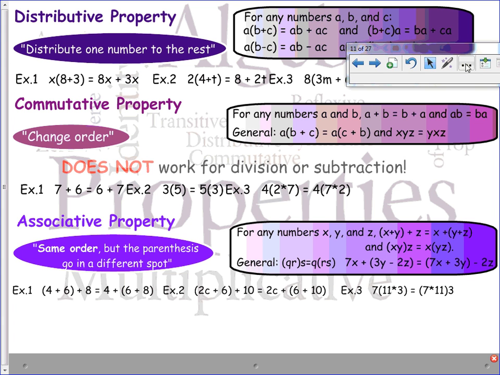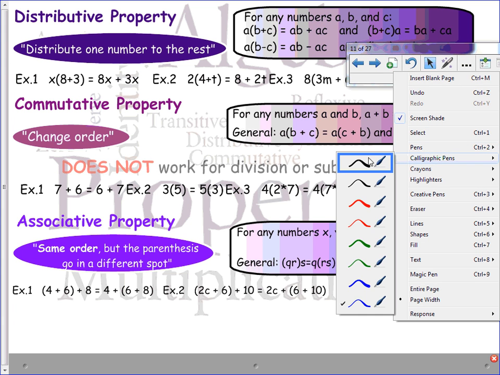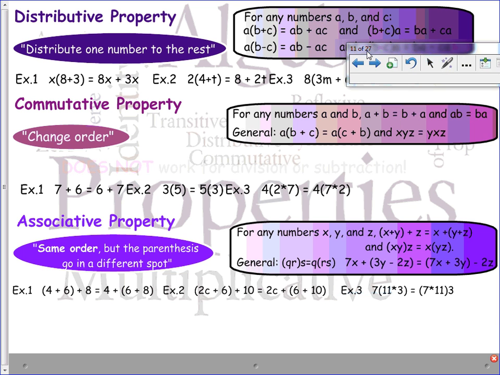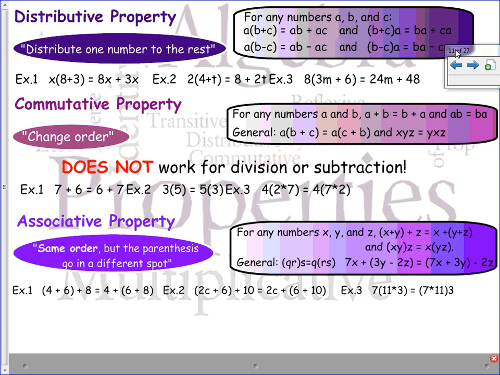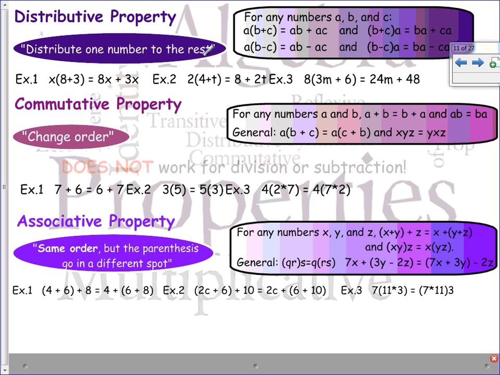Now, you guys have done a lot of this distribution between variables, simplifying expressions, factoring polynomials. Factoring a polynomial is undoing the distributive property. Okay? So if I distribute one number to the rest, I have x times 8, x times 3, which gives me 8x plus 3x. 2 times 4 plus 2 times t, which gives me 8 plus 2t. 8 times 3m plus 8 times 6, 24m plus 48.